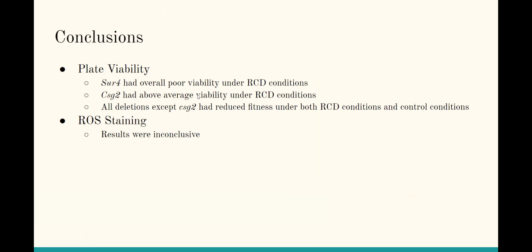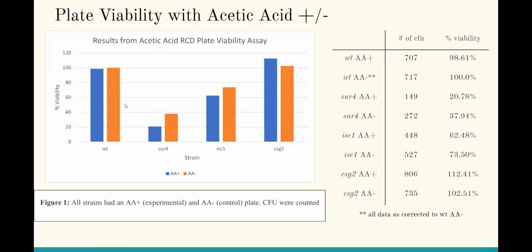So what does all this mean? Why is this important? We drew some conclusions from our experiment. For our plate viability, we're able to see that SIR4 had overall poor viability under regulated cell death conditions. If this is our control, SIR4 is greatly reduced. You can see here, if we were supposed to have 717 colony forming units, SIR4 under regulated cell death conditions only had 149 colony forming units.